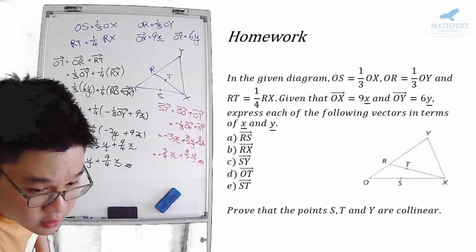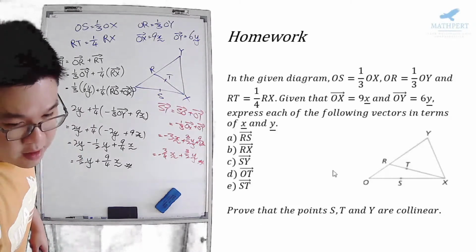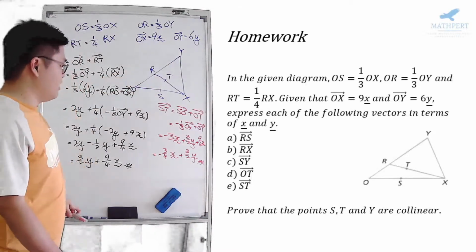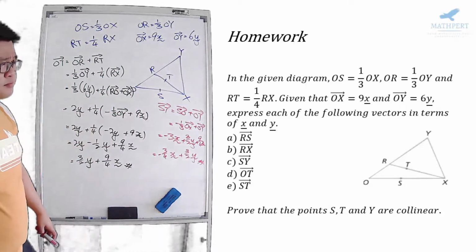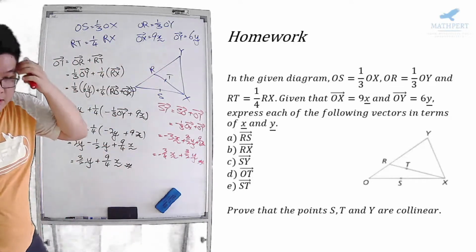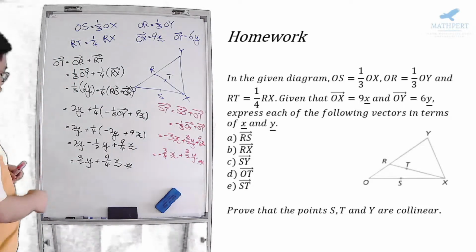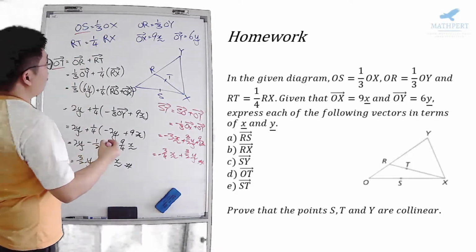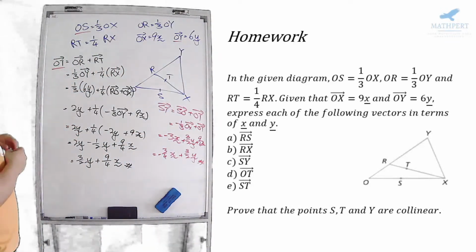So can you see it? Okay. So last part, prove that the points S, T, Y are collinear. Collinear means that S, T, Y are on a straight line. So how do we prove whether S, T, Y is a straight line? We have OS, we have OT, we have OY. So how do we prove STY?